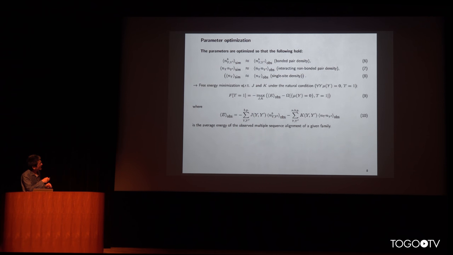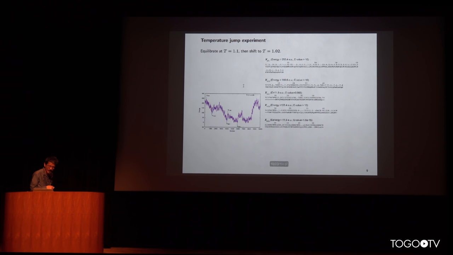And this can be carried out by minimizing one free energy function. This is the ground potential defined earlier, and this is the average energy of the observed multiple sequence alignment. This is done by running Monte Carlo simulation iteratively. After determining the parameters, I can just run the Monte Carlo simulations like this. Well, this is a kind of virtual temperature jump experiment.